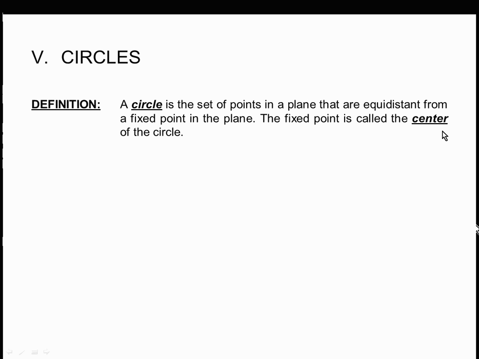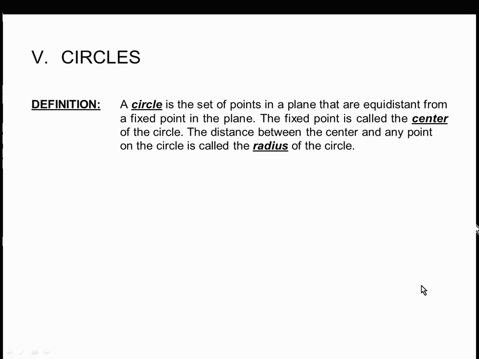The fixed point is called the center of the circle. And this distance we're talking about, the distance between the center and any point on the circle, is called the radius of the circle. So notice, in order to work with a circle, you need to know the center and the radius. Okay, so you need center and radius.